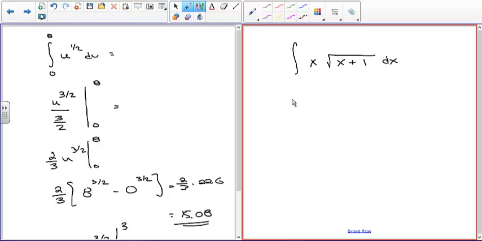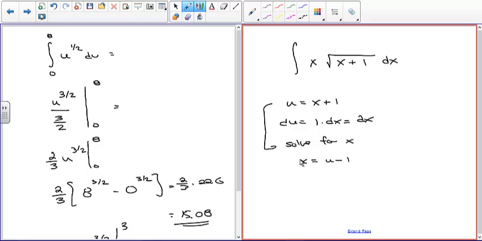So the way these work is you let u still be the argument in the square root, and du is still the same kind of procedure. So the derivative of x is 1, and you multiply it by dx. So du is dx. But what you can do is you can take the u equation and solve it for x. So I take this one and I solve for x. So that says x is equal to u minus 1, if I subtract 1 from both sides of this equation.